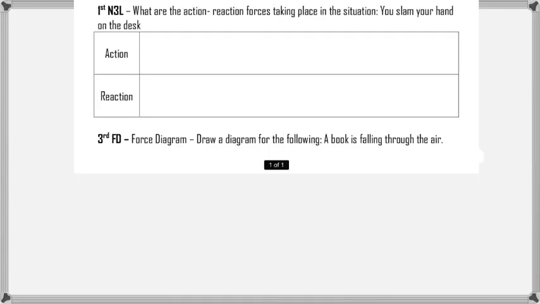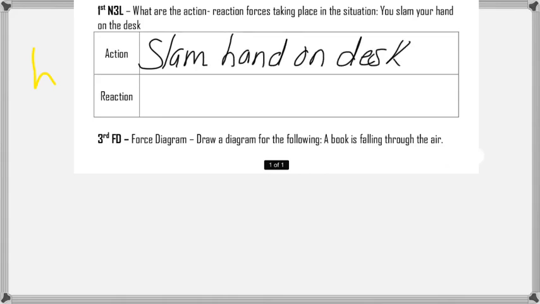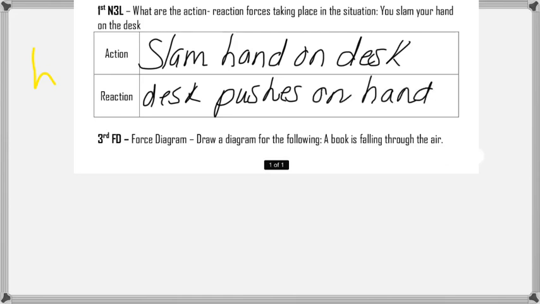Next. Okay. So now I've got, it says, what are action-reaction forces taking place in the situation? You slam your hand on the desk. So action: slam, hand on desk. Okay, and the reaction is desk pushes on hand. It's just that simple.